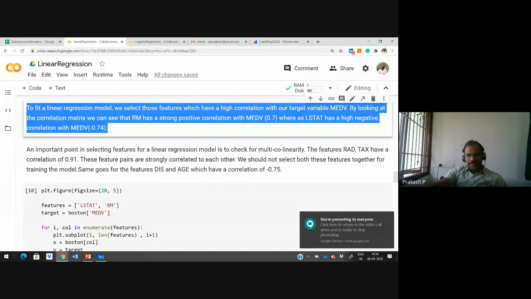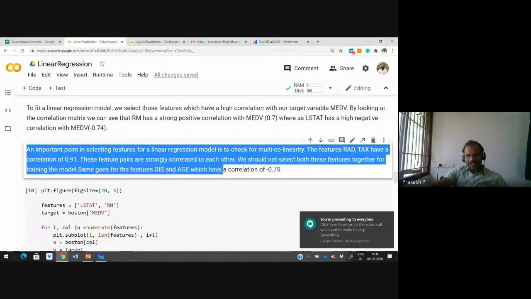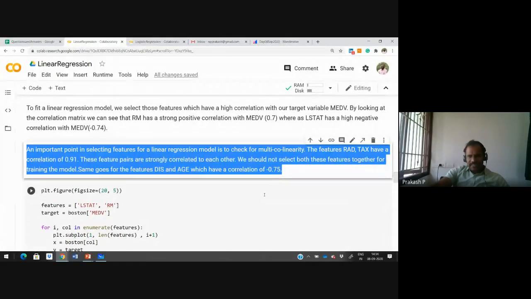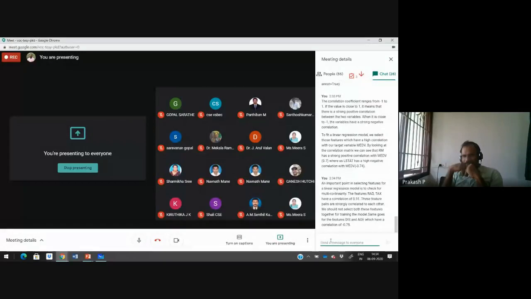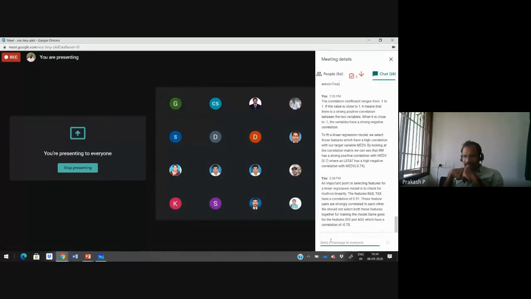Then another important point, you need to check the multicollinearity. Can you please read the next line? Multicollinearity: the features RAD and TAX have a correlation of 0.91. These feature pairs are strongly correlated with each other. We should not select both these features together for training. We need to choose any one.